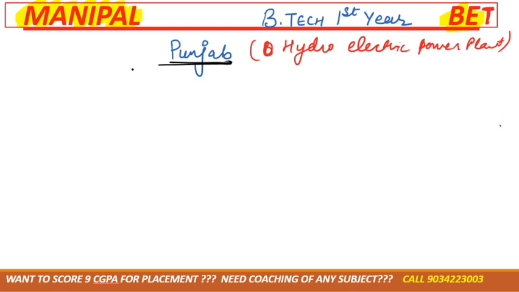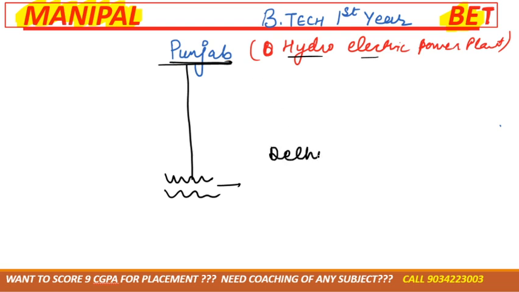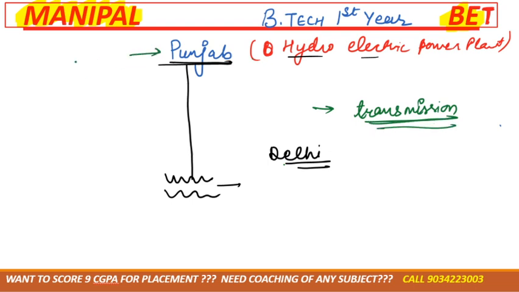Almost 70% of the electricity is generated through hydroelectric power plants only. So from Punjab, you need to transmit electricity to Delhi. It's a very long distance. So whenever we have a long distance transfer of electricity, that is technically known as transmission. Like you are transferring electricity from Punjab to Delhi, it's a long distance, so that's why it is termed as transmission. And in India, our generation is always at 11 kilovolt.